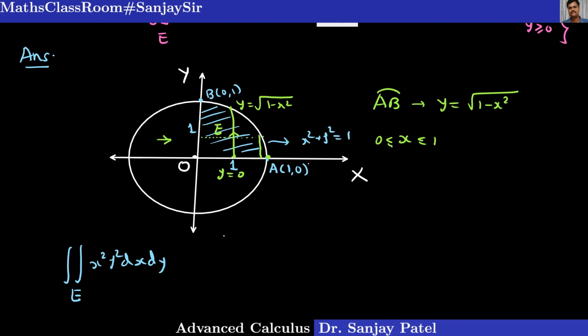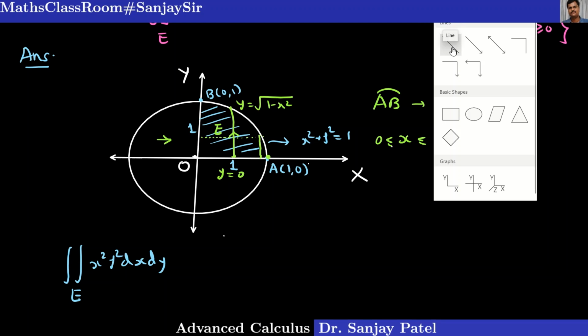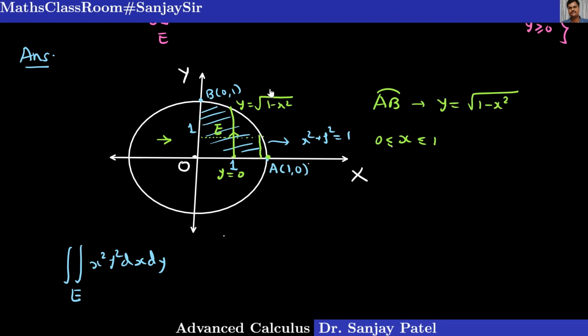So I can say that this region E is the area enclosed between x equal to 0, x equal to 1, where x equal to 0 is the equation of the y-axis and x equal to 1 is the line passing through the point A, and these two curves. So this is phi of x and this is psi of x.